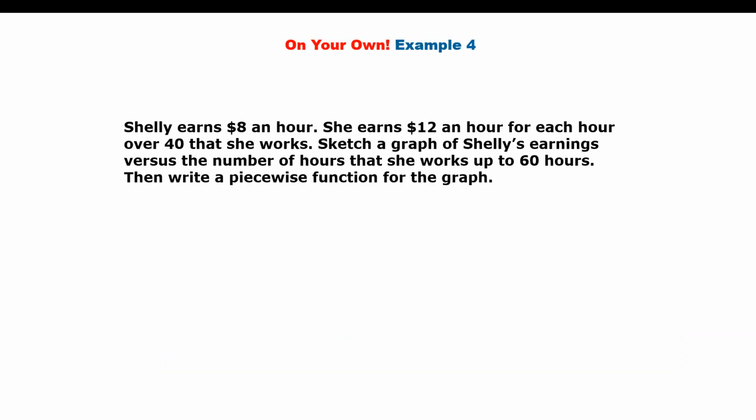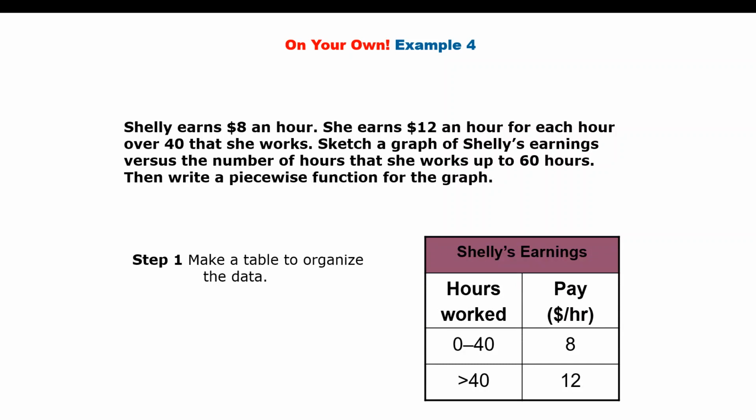It says Shelley earns $8 an hour. She earns $12 an hour for each hour over 40 hours that she works. Sketch a graph of Shelley's earnings versus the number of hours that she works up to 60 hours. Then write a piecewise function for the graph. All right, so first step is we want to make a table to organize the data. And so what the problem says is that if she works 0 to 40 hours, she makes $8 an hour. Anything over 40 hours, she gets $12 an hour.